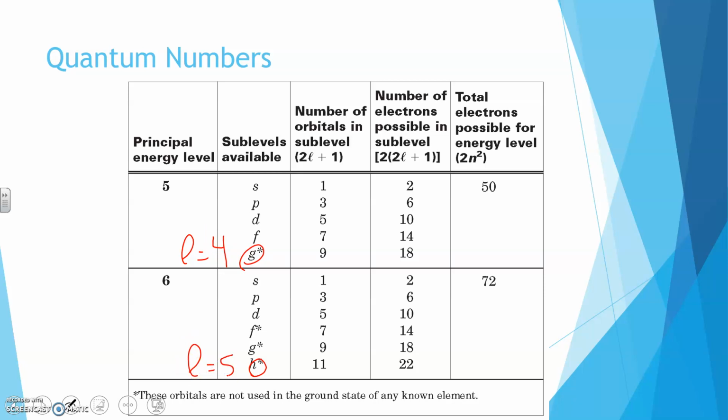Now, as it says down here, these orbitals are not used in the ground state of any known element. So basically, we haven't found enough elements to fill any of these types of orbitals. But these are theoretically possible. If you remember, we were talking about the lowest energy level that you can have for each orbital. It's 1s, 2p, 3d, 4f, 5g, and 6h.